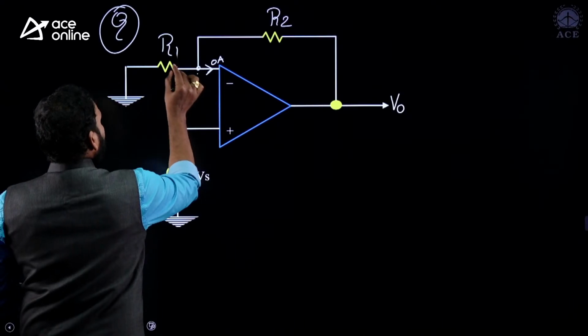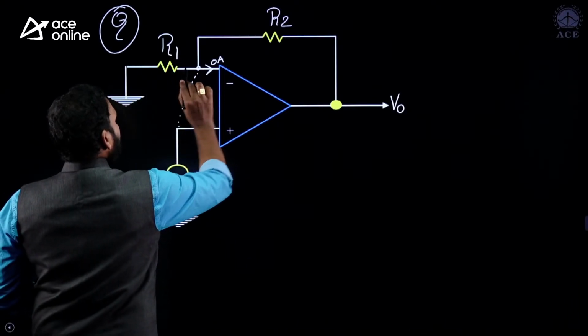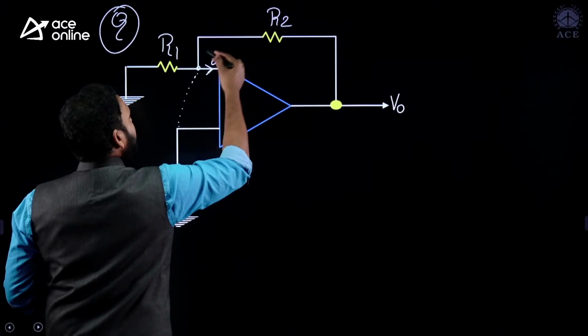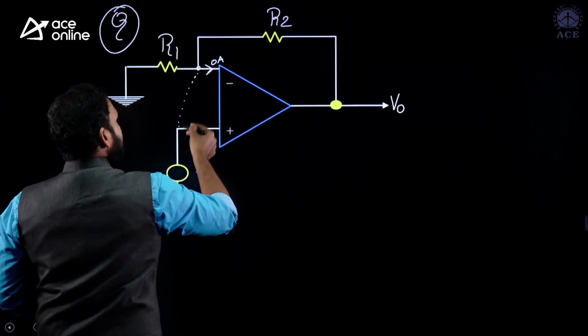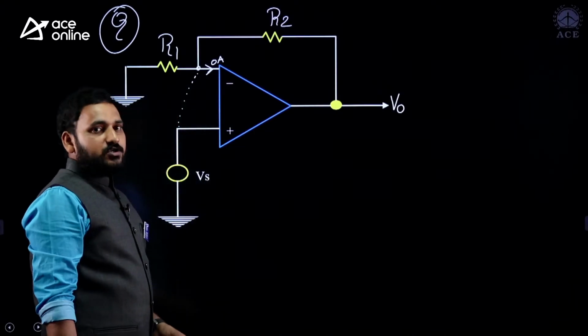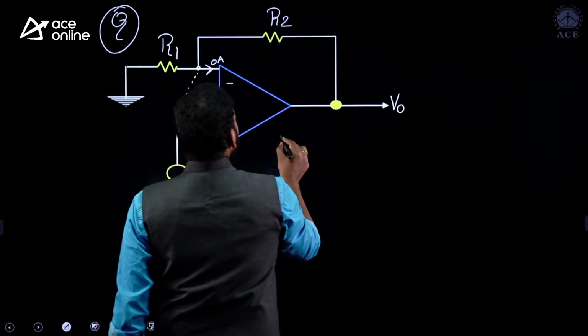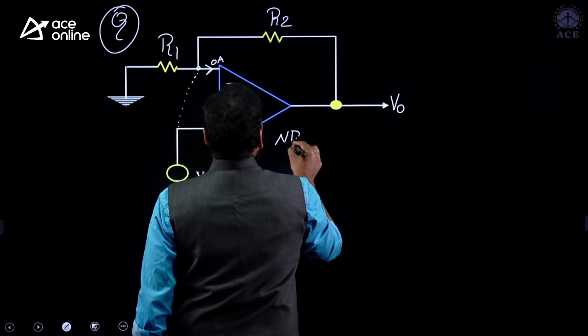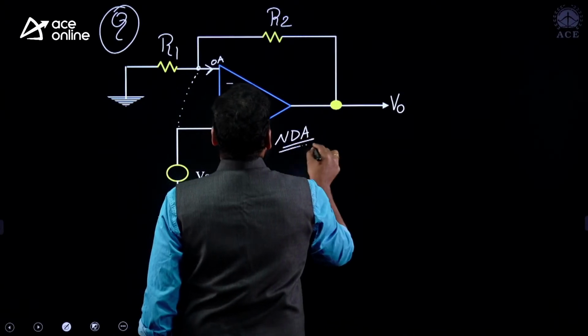0 minus Vs by R1 is the entering current, equal to the leaving current, which is Vs minus V0 by R2. Like that also you can solve it. I am writing the node equation, I am doing nodal analysis, NDA.